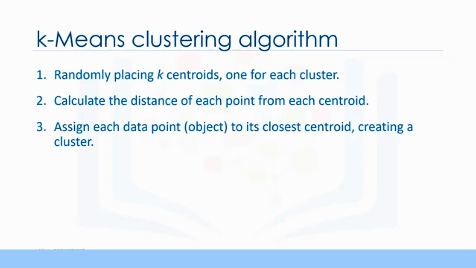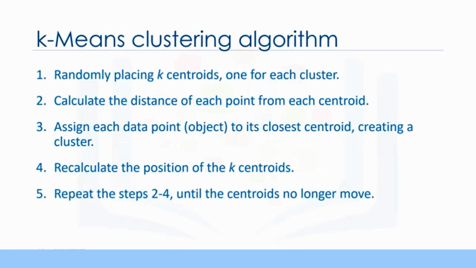Then, assign each data point or object to its closest centroid, creating a group. Next, once each data point has been classified to a group, recalculate the position of the k-centroids. The new centroid position is determined by the mean of all points in the group. Finally, this continues until the centroids no longer move.